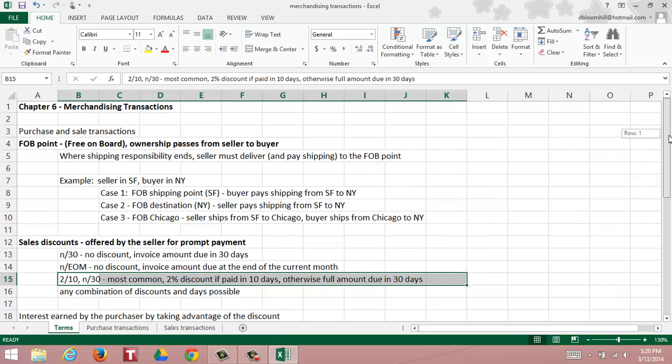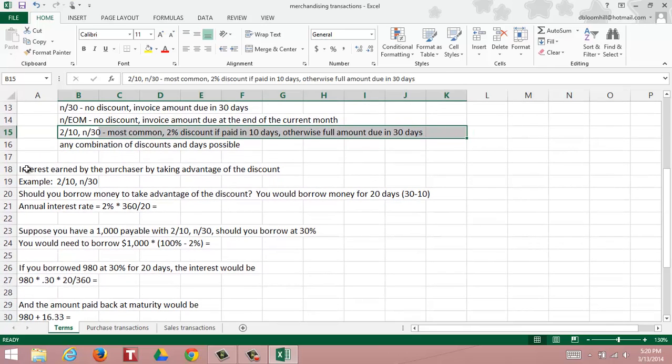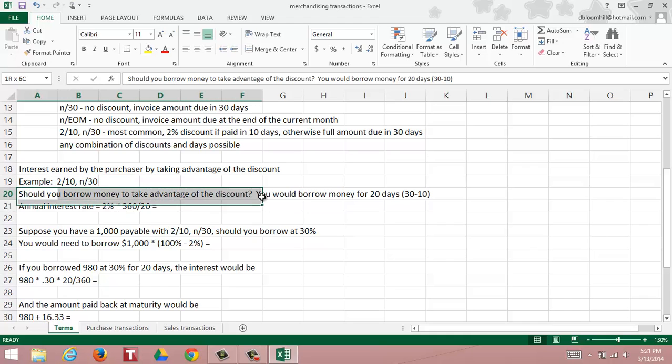Let's take a quick look at the interest earned by the purchaser by taking advantage of the discount. Let's use the most common as an example, 2/10 net 30. The question that we're asking is, should you borrow money to take advantage of the discount? Well, you'd wind up borrowing money for 20 days because no matter what, you made a contract to pay in 30 days. So the 30 days is the decision to buy the goods, not to take advantage of the discount. The decision to take advantage of the discount is, should I pay in 10 days or should I pay in 30 days?